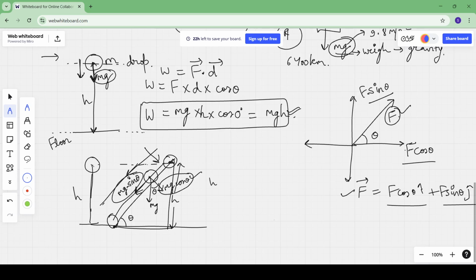So we are going to calculate the work done due to the individual forces, and we will just add them. Okay, so work done due to mg cos theta. First, we will calculate this. As we can see, the force is mg cos theta here, and the displacement here is, as the object moves from this point to this point.